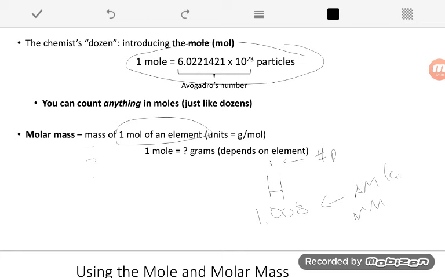The atomic mass is the weight of 1 atom in units of AMU, whereas the molar mass is the mass of 1 mole, and it's in units of grams per mole. So it's the same number, but atomic mass refers to 1 atom and has its units. Molar mass refers to 1 mole and has its unit. But they're both equal to that number on the bottom of each box on the periodic table. So we say, okay, now I know these units. I know what a mole is. I can relate it to the number of atoms, or I can relate it to the number of grams.